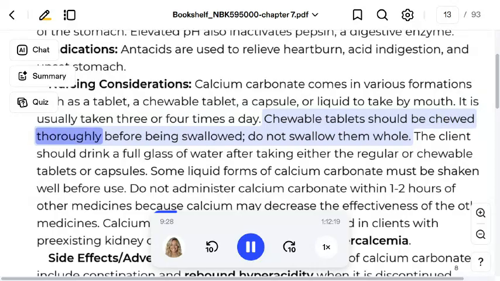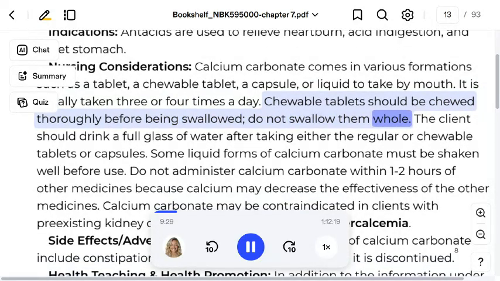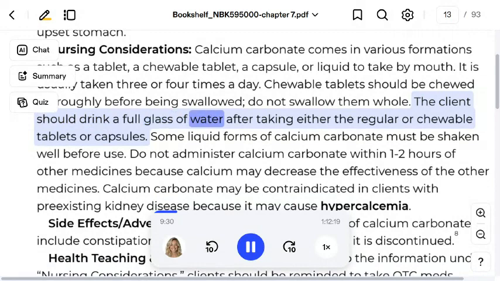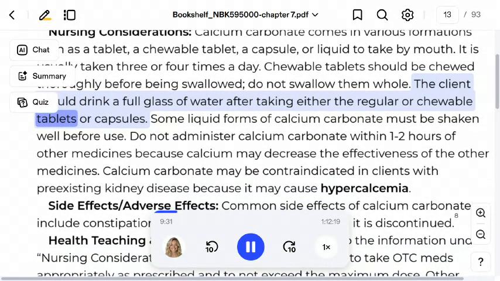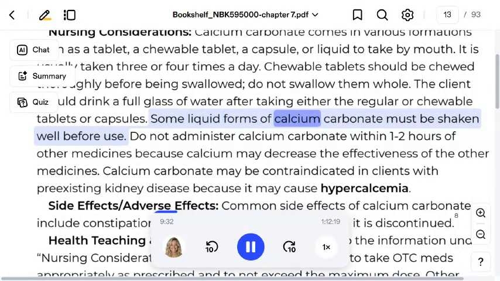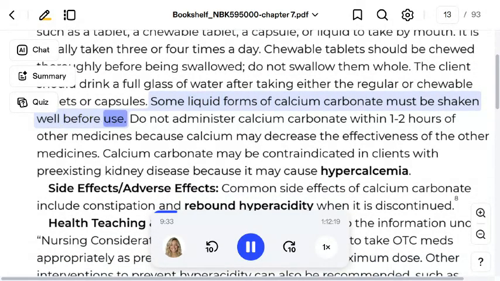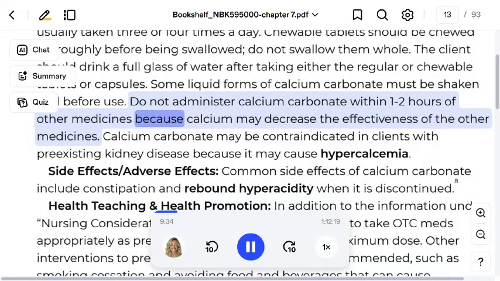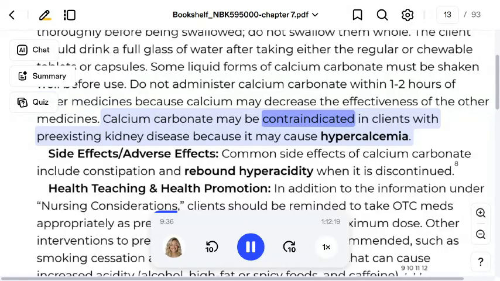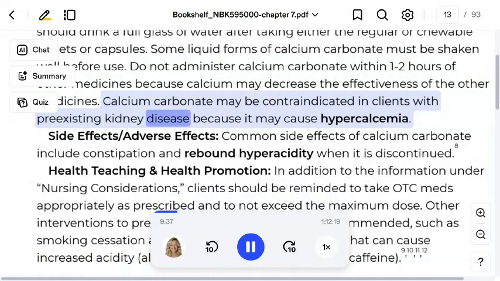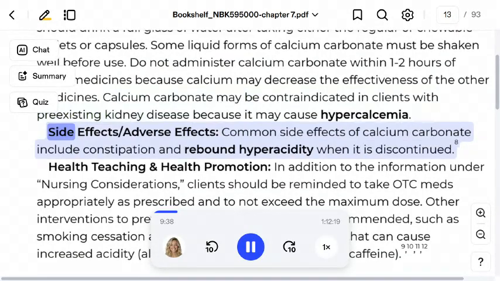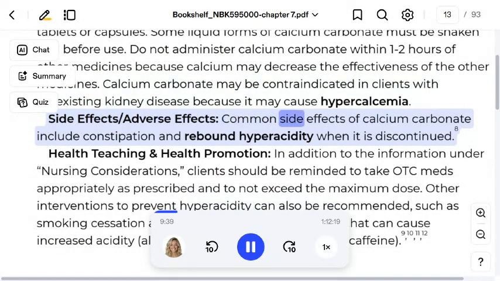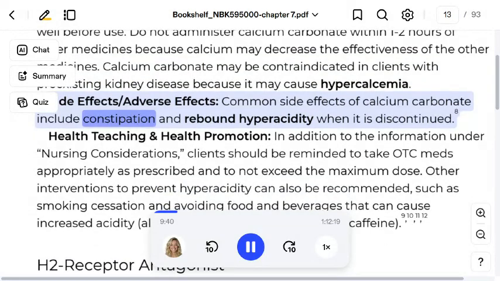Chewable tablets should be chewed thoroughly before being swallowed. Do not swallow them whole. The client should drink a full glass of water after taking either the regular or chewable tablets or capsules. Some liquid forms of calcium carbonate must be shaken well before use. Do not administer calcium carbonate within 1 to 2 hours of other medicines because calcium may decrease the effectiveness of the other medicines. Calcium carbonate may be contraindicated in clients with pre-existing kidney disease because it may cause hypercalcemia. Side effects, adverse effects. Common side effects of calcium carbonate include constipation and rebound hyperacidity when it is discontinued.